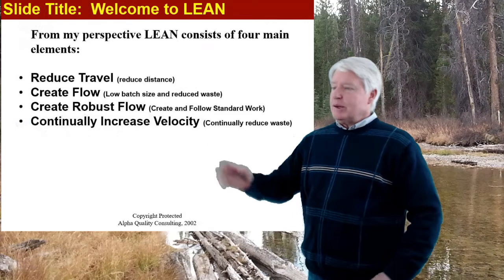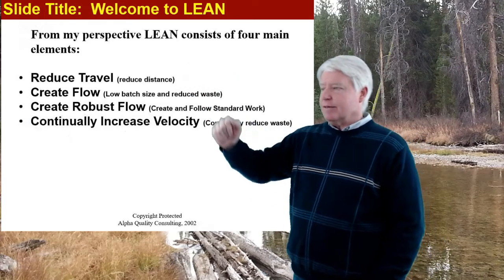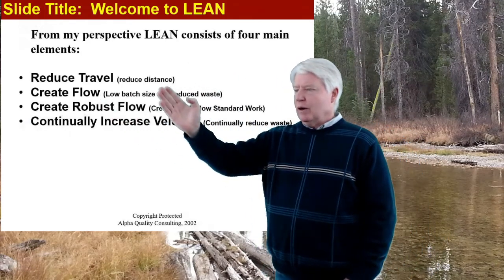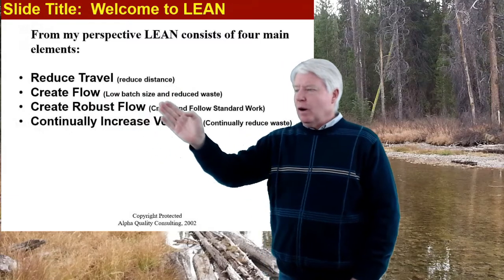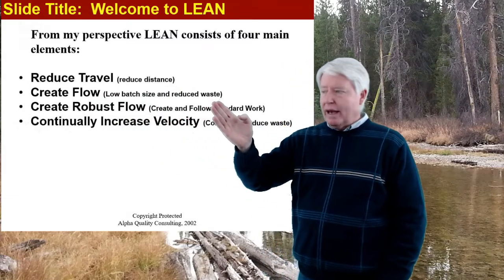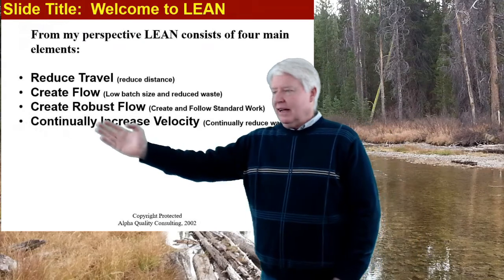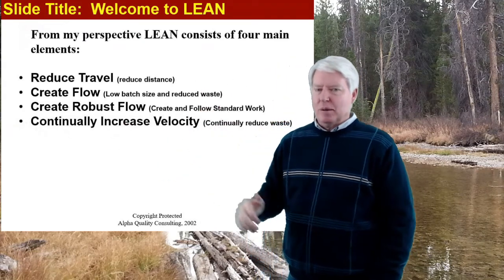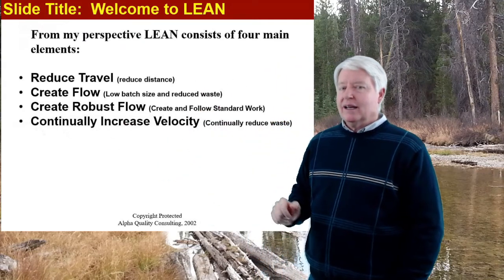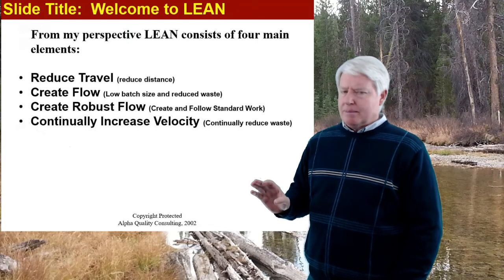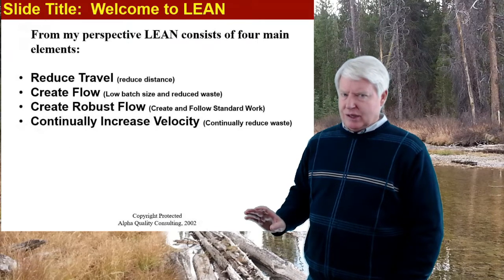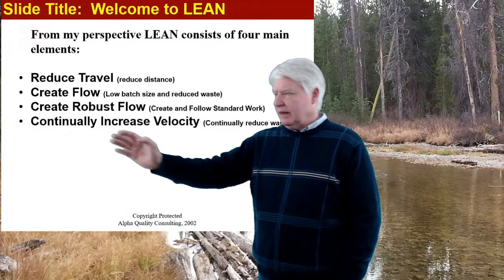All right, so from my perspective, let's just review. Lean consists of 4 main elements: reduce travel, reduce distance, create flow, low batch size, and reducing waste creates flow. That's, like I say, that's a high five moment for your team. That's a time to celebrate when you experience flow. Be prepared, be patient, but be tenacious, because it will take a little bit of time.